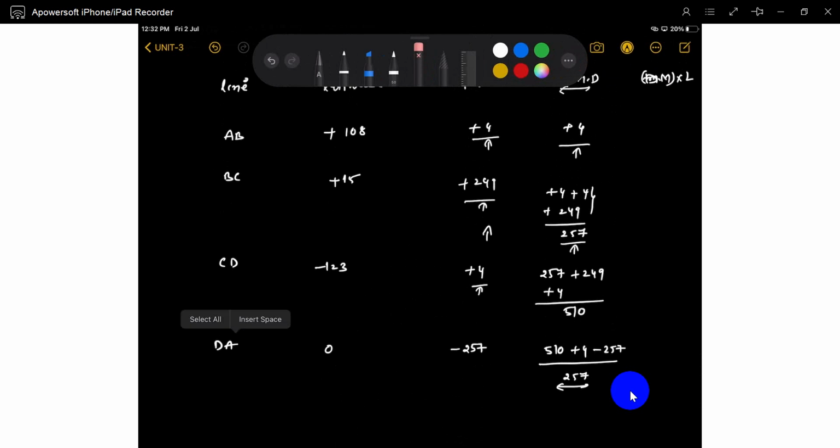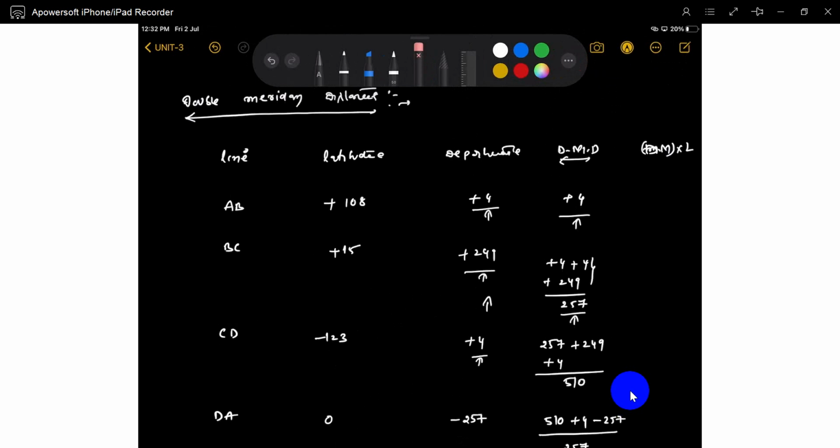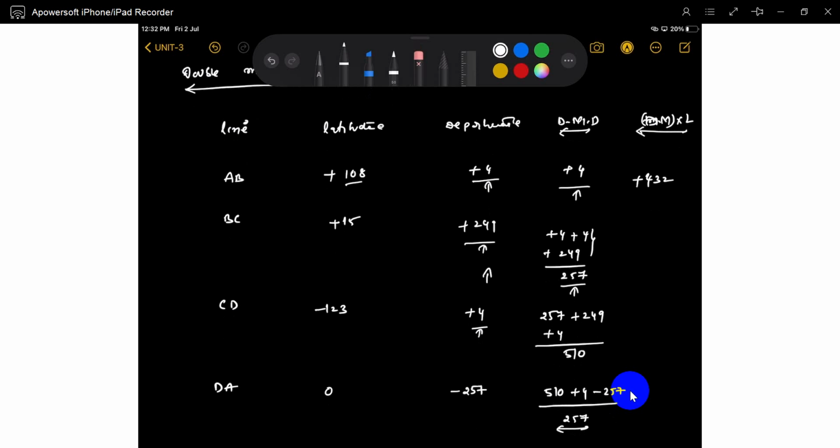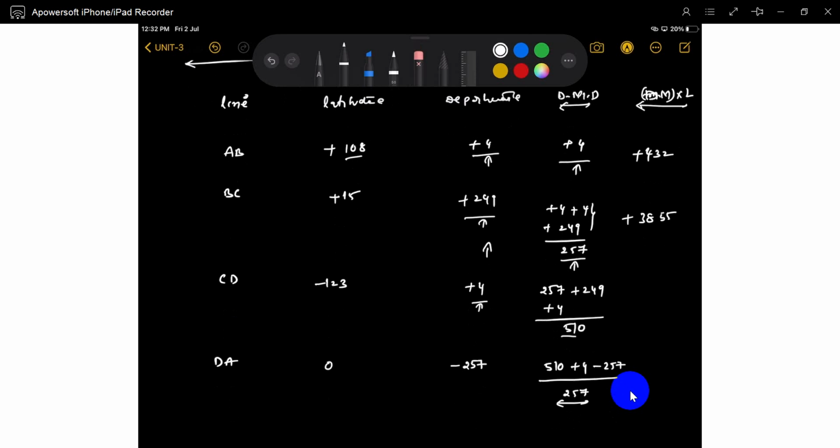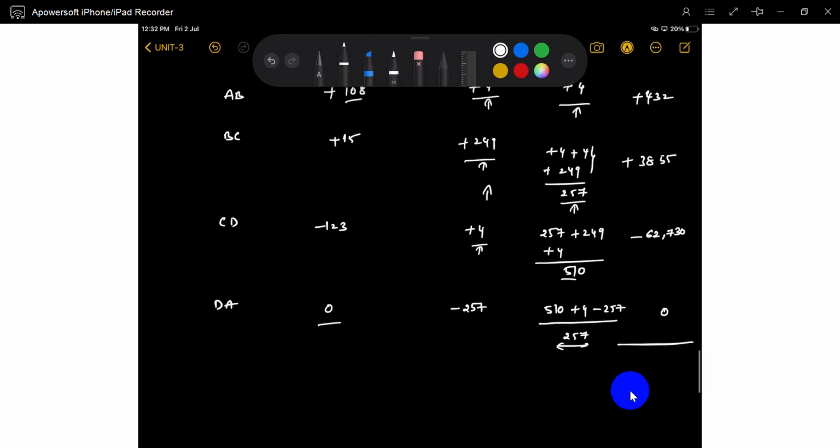Same thing. Just finish this problem. So what is the double meridian distance multiplied with longitude? So 108 plus 4, what is that? 432 plus 257 and 15, 3855 plus. So 510 into 213, 62,730. This value 0 into 257 is 0. So what is that value? Minus 250,800,443. But area is half into double meridian into length. It's half.